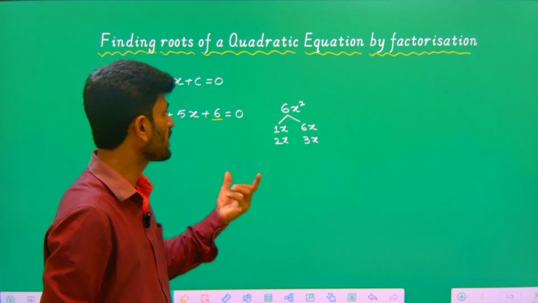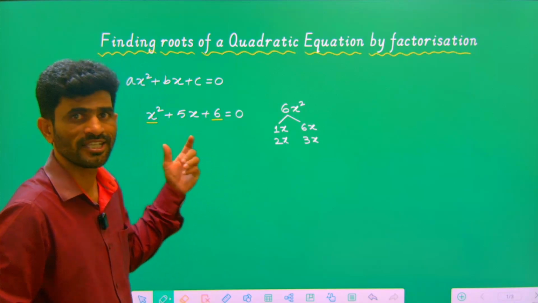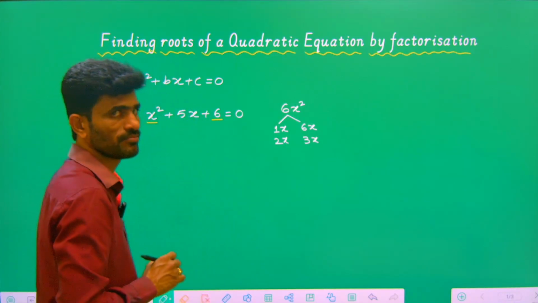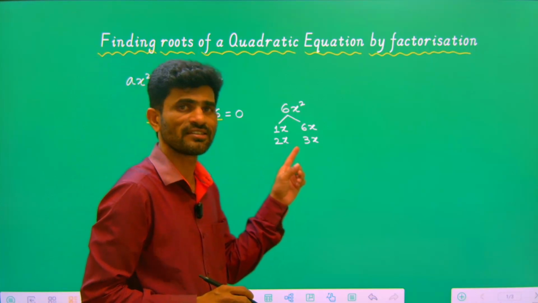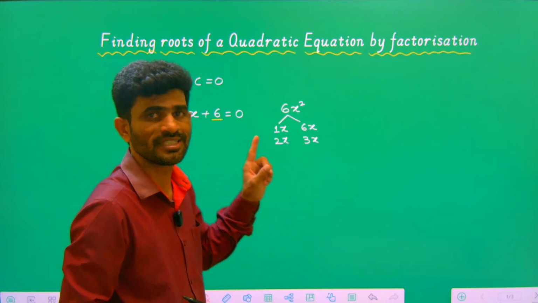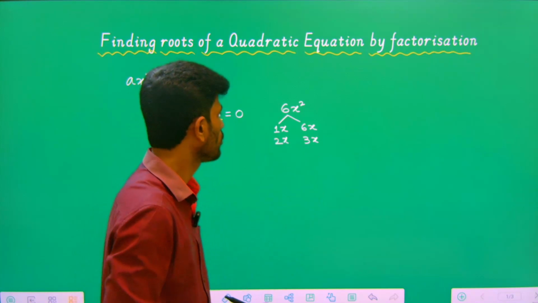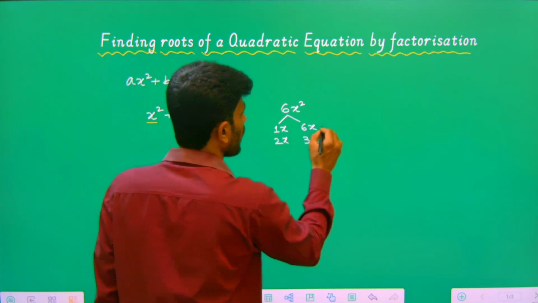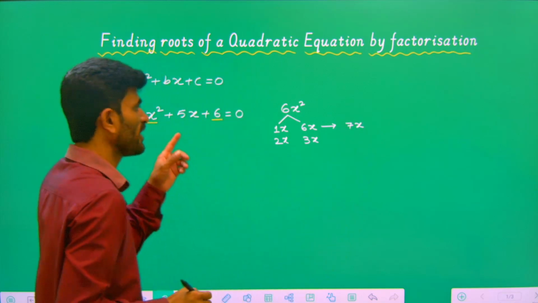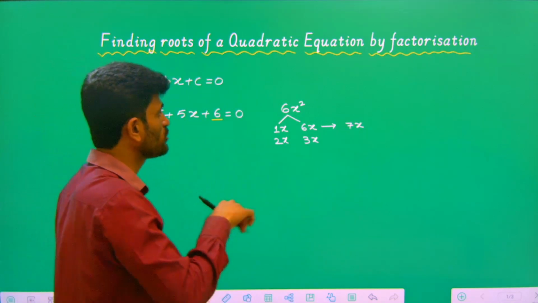Which pair of factors should be taken here is important. That will be decided based on the middle term. The pair of factors whose sum gives the middle term is the appropriate, correct one. So 1x and 6x, when you add both, we are getting 7x. But we do not want 7x. Here 7x is not there. So which one?